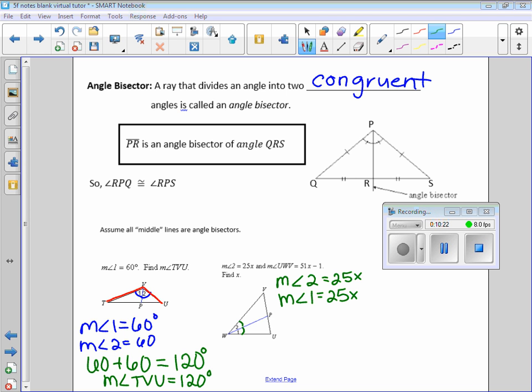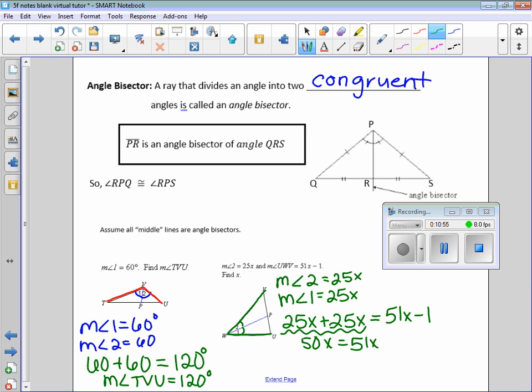They also tell me the measure of angle UWV is 51x minus 1. So if I go to that angle and trace it, UWV is the combination of angles 1 and 2. So now I can set up my equation. So 25x plus 25x equals the whole angle 51x minus 1. So over on the left side of the equal sign, I'm going to combine like terms. 50x equals 51x minus 1.